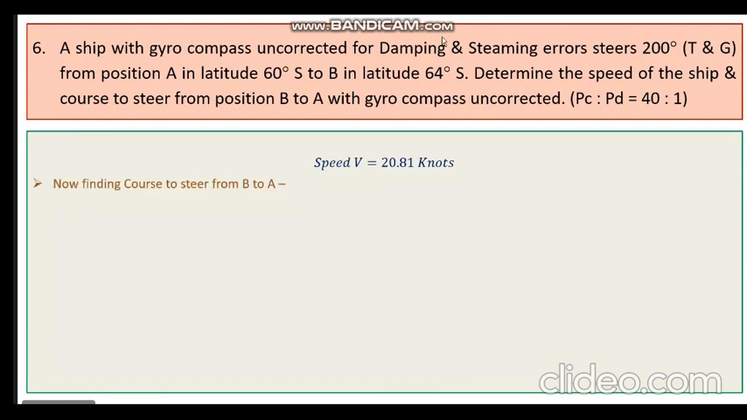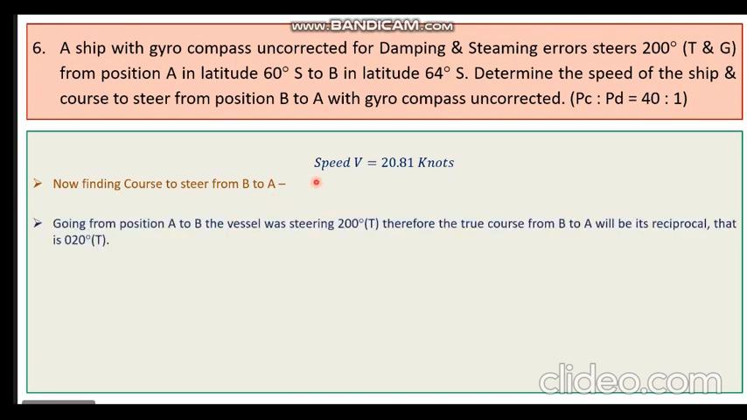Now moving on to the second part, we need to know what should be the course to steer if you want to go from position B to A. So for finding the course to steer from B to A, when we are going from position A to B, the vessel was steering 200 degrees true. Therefore, the true course from B to A will be its reciprocal, and that's going to be 020 degrees true. The position A and B are the same. Initially, we were going from A to B on a course of 200. When you go from B to A, you are going in the exact reciprocal direction, and the course also becomes reciprocal, which is 020 degrees true.